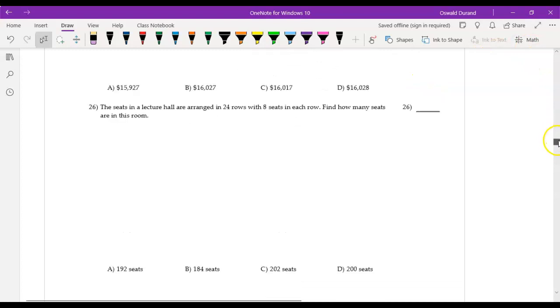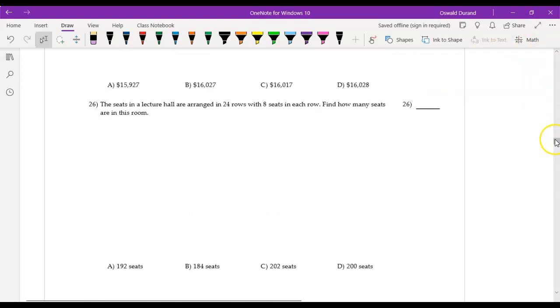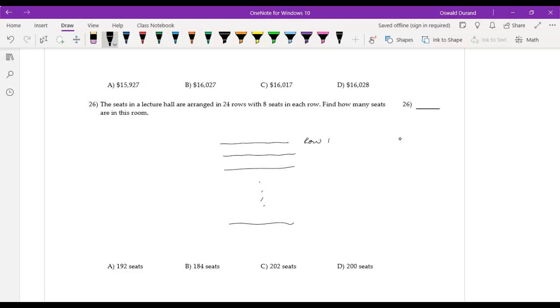It's a pretty interesting one. All right. So the seats in the lecture hall are arranged in 24 rows, with 8 seats in each row. How many seats are in the room? All right. So if you want to look at it from a pictorial perspective, if you have rows, this is row number 1, right? And then you can create 24 more. So row 1, 2, 3, and then you go to 24, correct? So that's row 24. Okay?